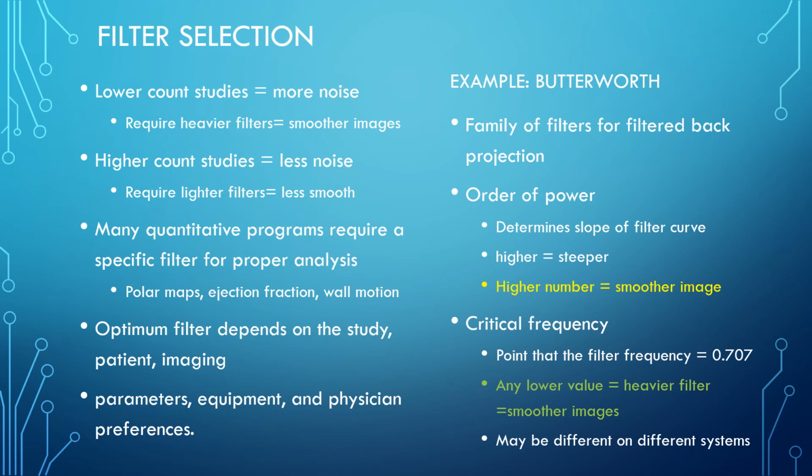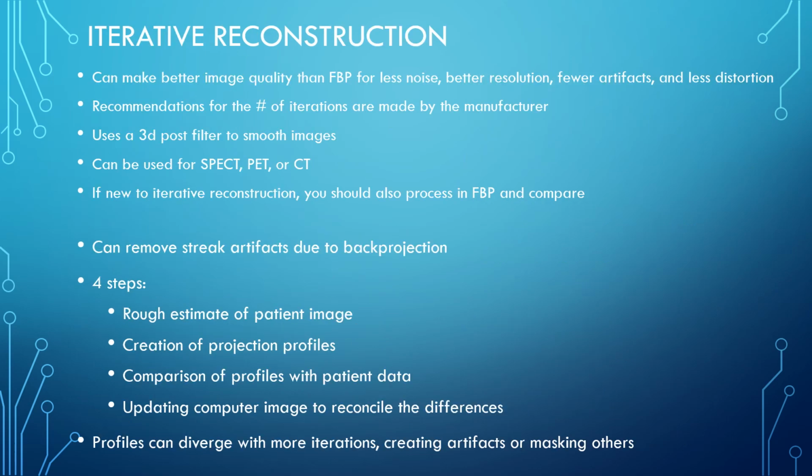So if you have a PET-CT scanner, you're using iterative reconstruction. Iterative reconstruction can make better image quality than the filtered back projection, with less noise, better resolution, fewer artifacts, and less distortion. Recommendations for the number of iterations are made by the manufacturer, so it's greatly dependent on which type of scanner you're using. The manufacturer will have recommendations for that.